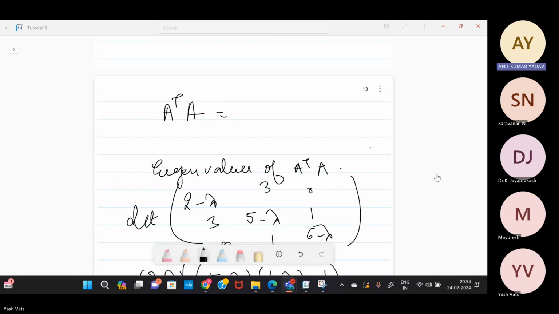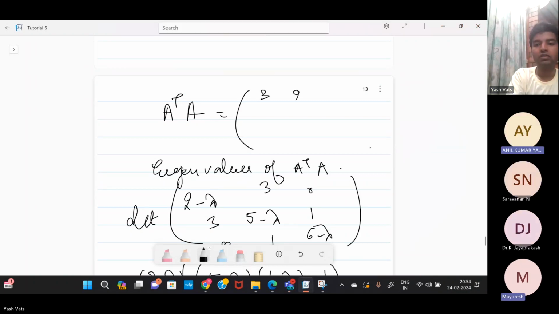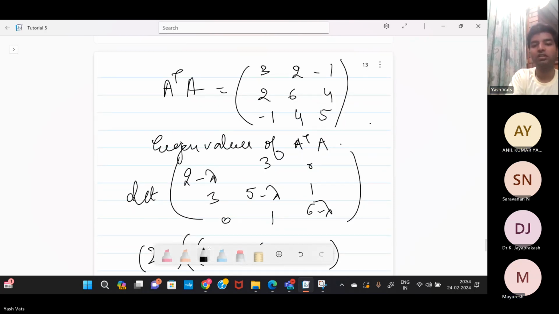Sir, in the 3 row format, it is 3, 2, minus 1. Then the second row is 2, 6, 4. And the third row is minus 1, 4, 5. Okay. So I just changed it. So you can calculate the eigenvalue.